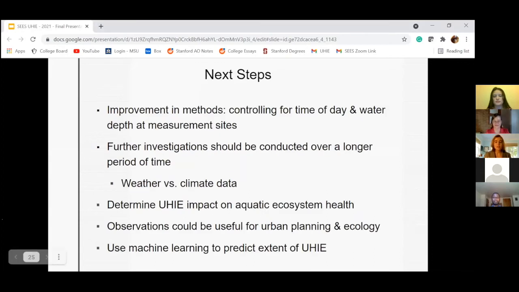We have a few next steps that could further the conclusion of this project. First off, we can improve our methods. When we measured our data, we couldn't successfully control for measurement time or total water body depth. These could have been confounding variables, so studies that controlled these would be more accurate.